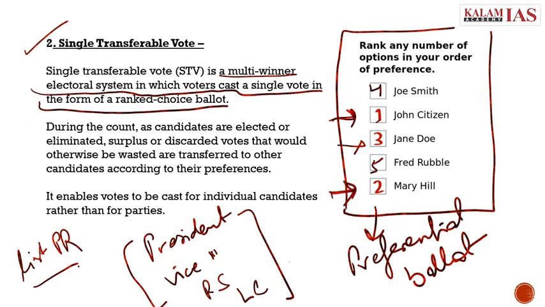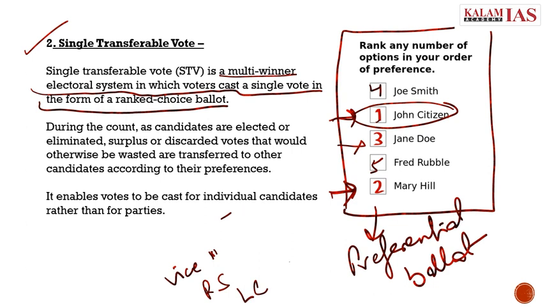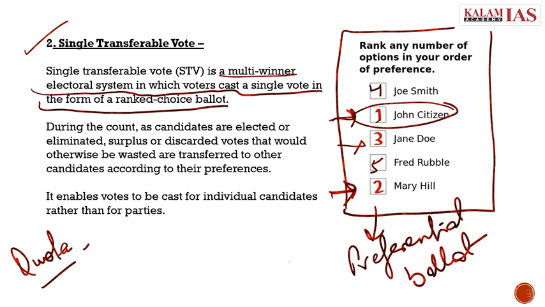Then this system is carried forward in stages. In stage 1, only the first preference votes are counted. After the first preference votes are counted, any candidate who has secured or exceeded the quota gets elected. Now, what is quota? Any candidate who exceeds the quota gets elected. Quota is the number of votes required to win the election.